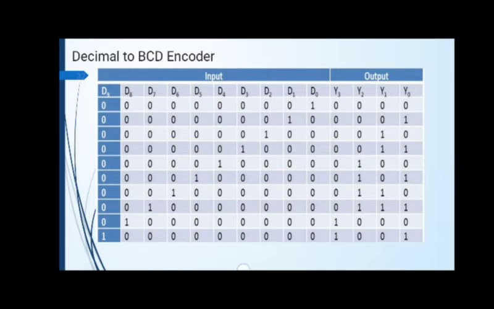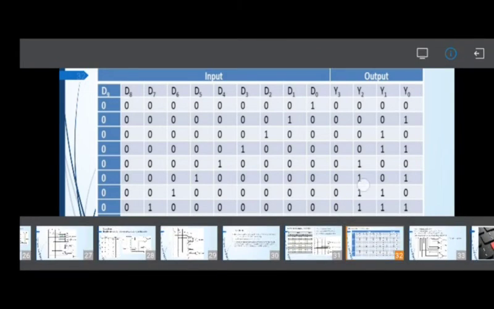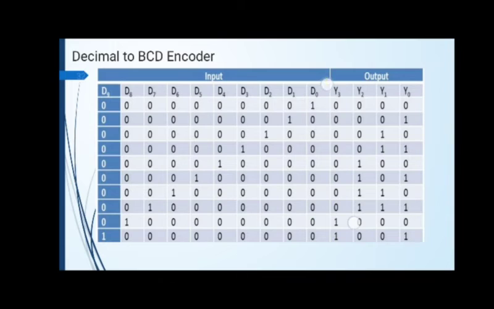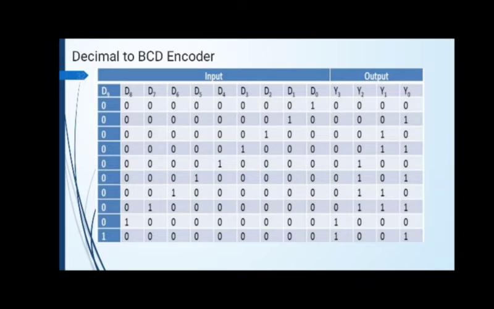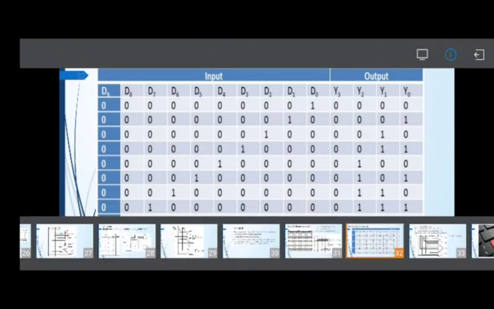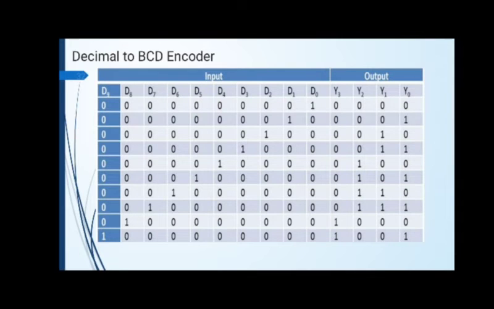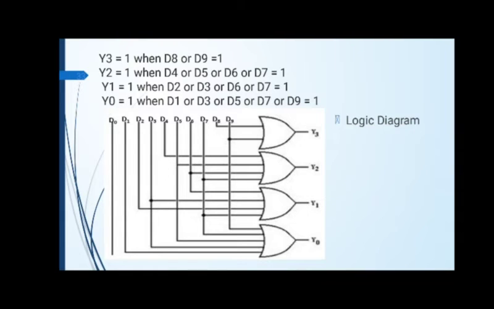Now you check each of the outputs Y3, Y2, Y1 and Y0 and see under which situations Y3, Y2, Y1 and Y0 are going to be high. So if you check Y3, that means D8 should be high and D9 should be high. You check. So D8 and D9. Okay, so Y3 is high when D8 or D9 is high.